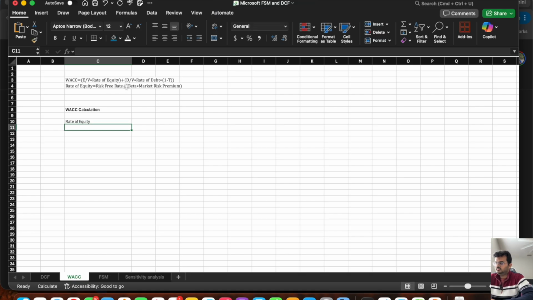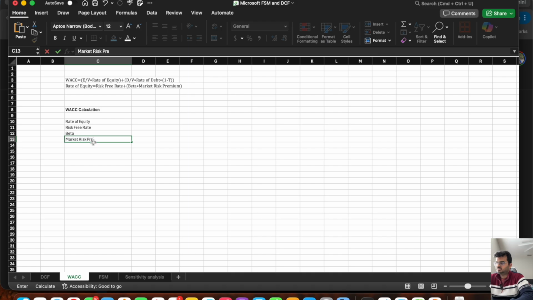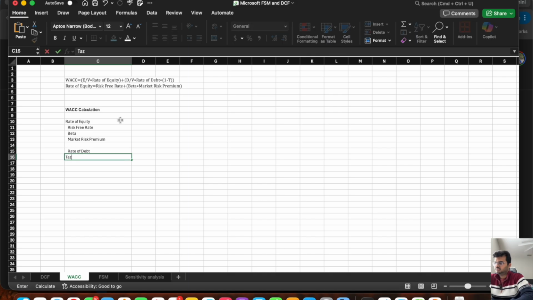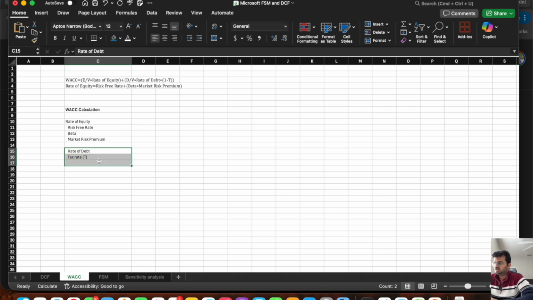Even for calculating rate of equity, we need three pieces of information: risk-free rate, beta, market risk premium. I'll put these, and I will indent these three. Then next, we need rate of debt and tax rate, which is T. This one I don't need indented, I will just put it back.